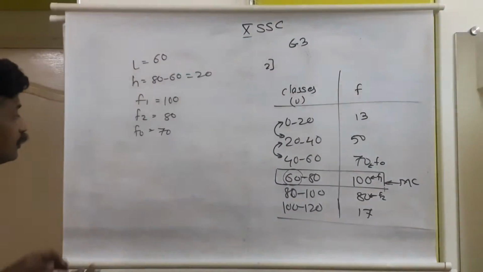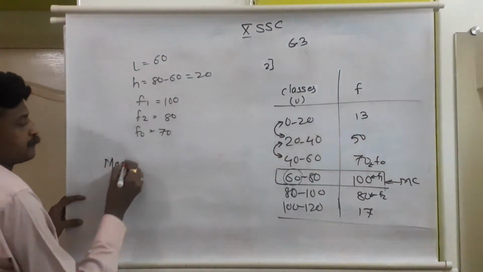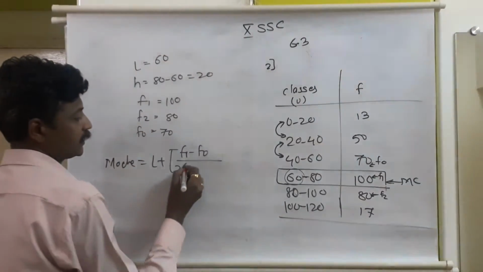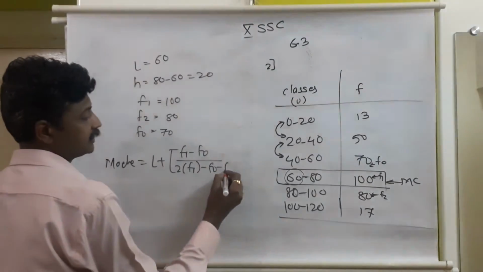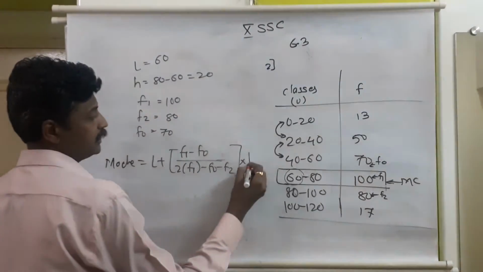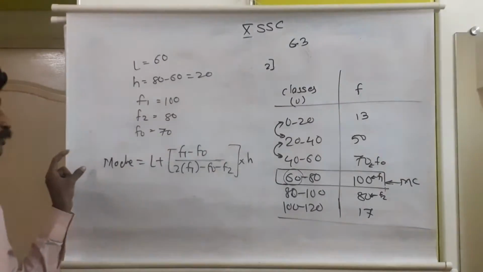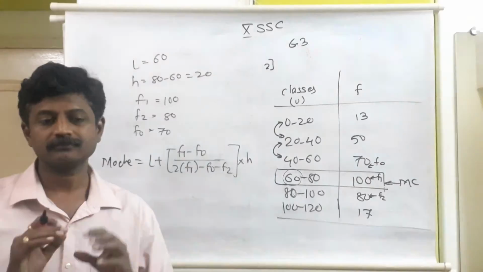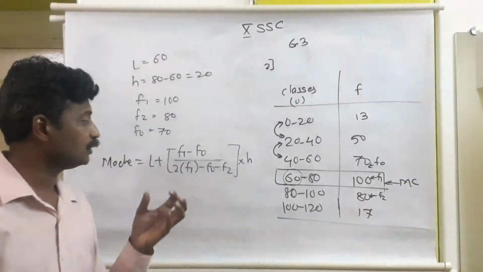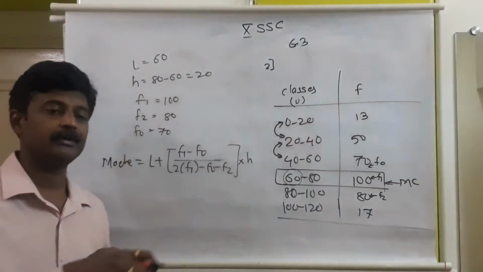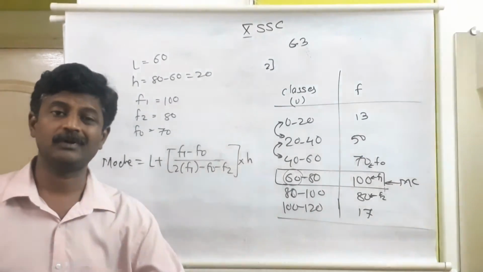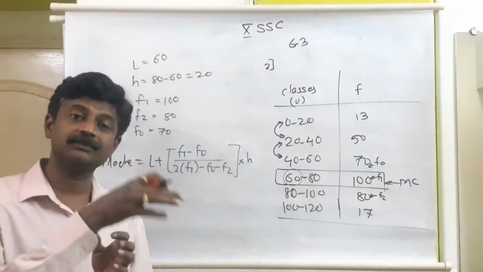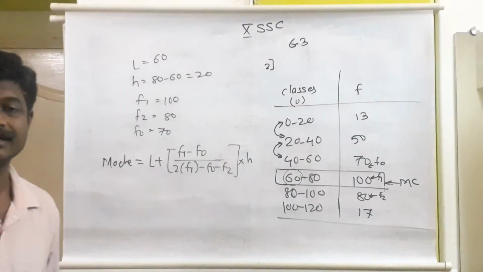Let us find out the mode of electricity use. Mode is equal to L plus, in brackets, F1 minus F0 upon twice F1 minus F0 minus F2, bracket complete, into H. To write the formula, half a mark is always there in the board exam by the distribution of marks. So don't just keep the formula in mind and put in the values. It is always necessary to write the formula. Half a mark will always be lost if you don't write the formula. Then the next half is for putting in the values, and then for getting the answer.